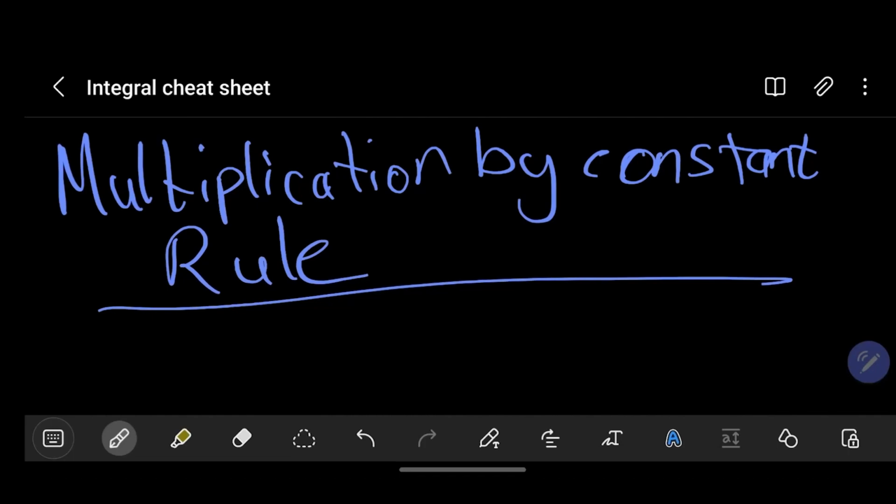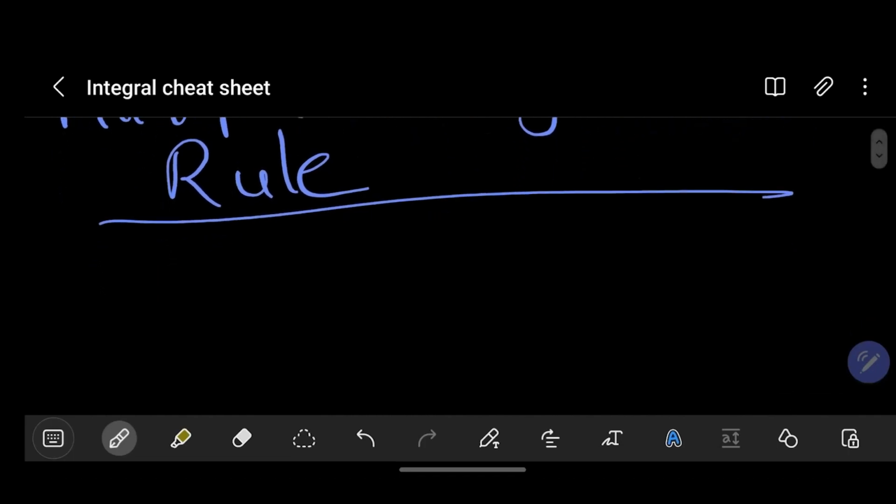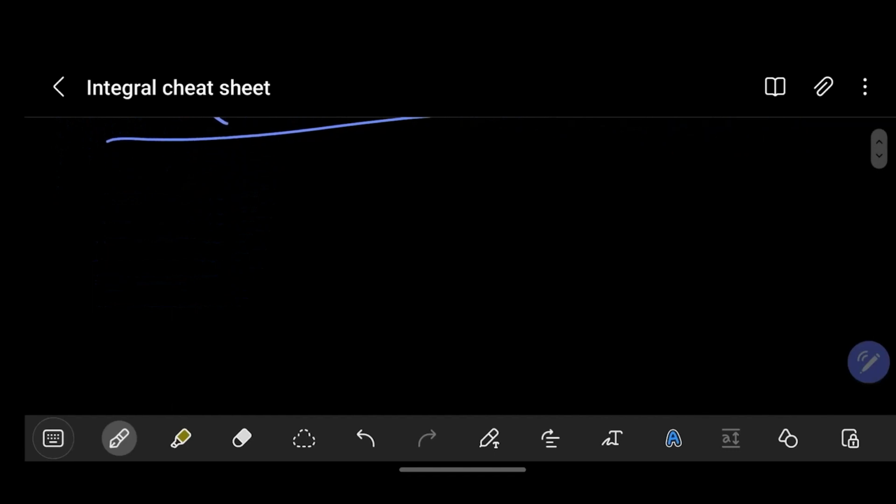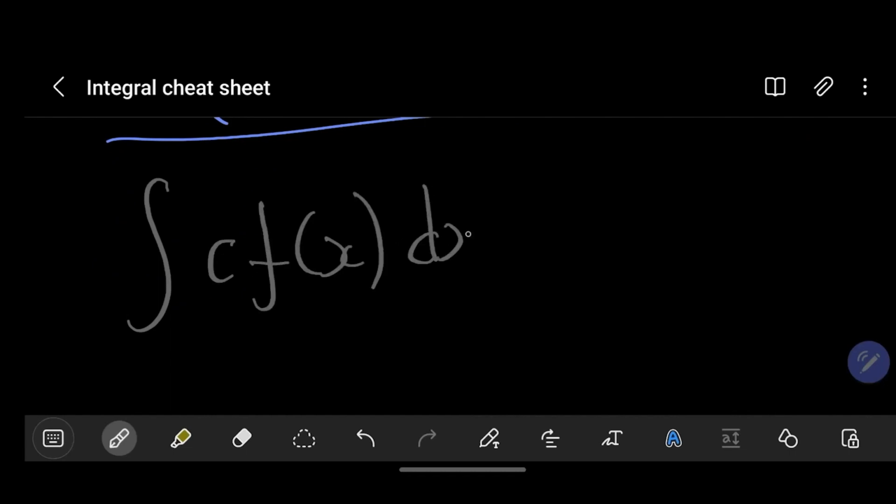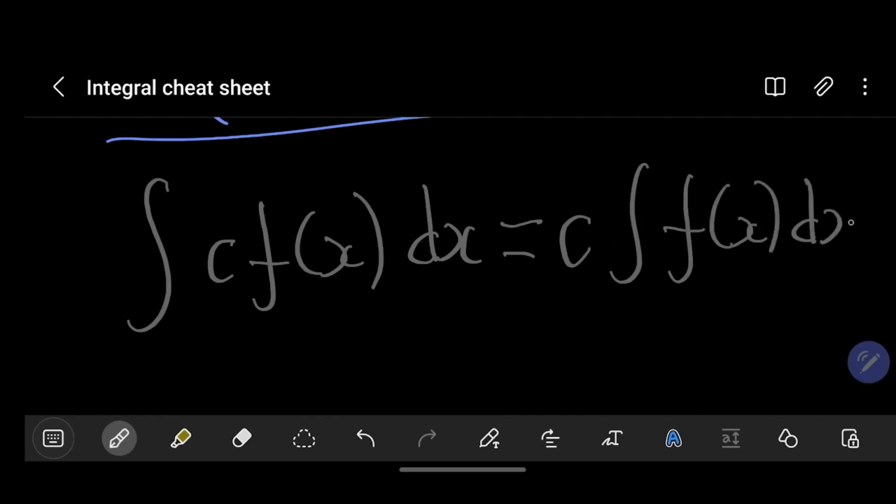Okay, so let's go into the multiplication by a constant rule. This is also quite a simple rule to remember. It basically says that the integral of a constant times f of x dx is equal to, we pull out the constant and then we find the integral of f of x dx. We have been doing this in the previous examples, so let's just take a quick example. This is quite simple to remember and to know.